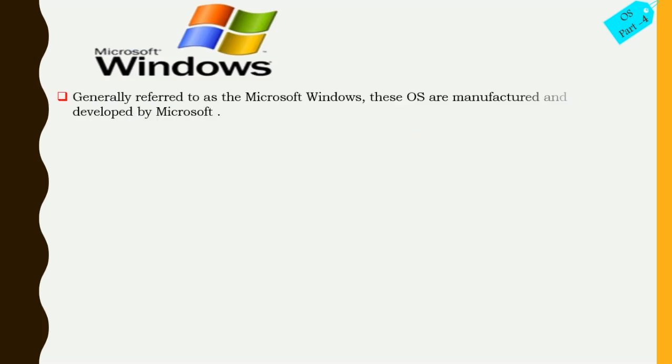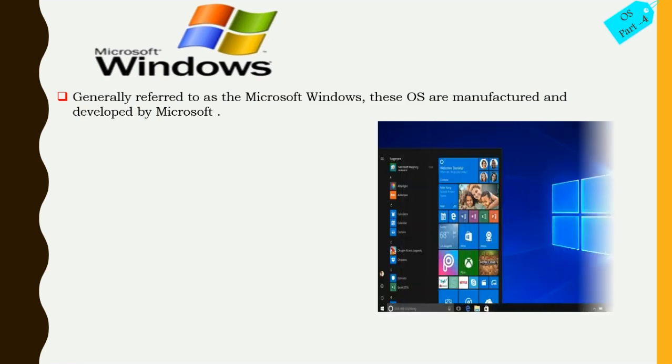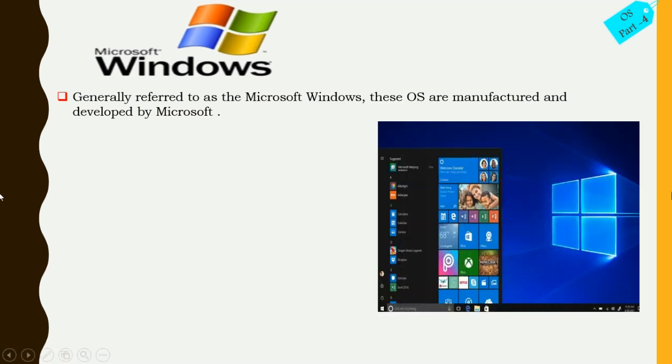Now we'll discuss the next operating system, one of the popular ones, that is Microsoft Windows. Generally, it is referred to as Microsoft Windows. This operating system is manufactured and developed by Microsoft Corporation. You can see in this picture the interface of Windows operating system.